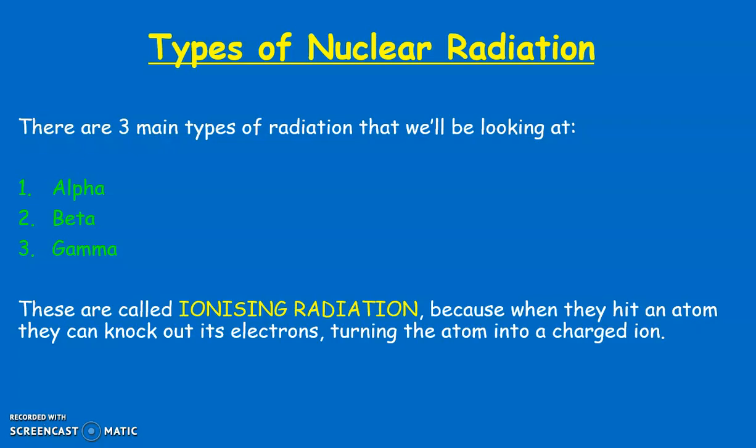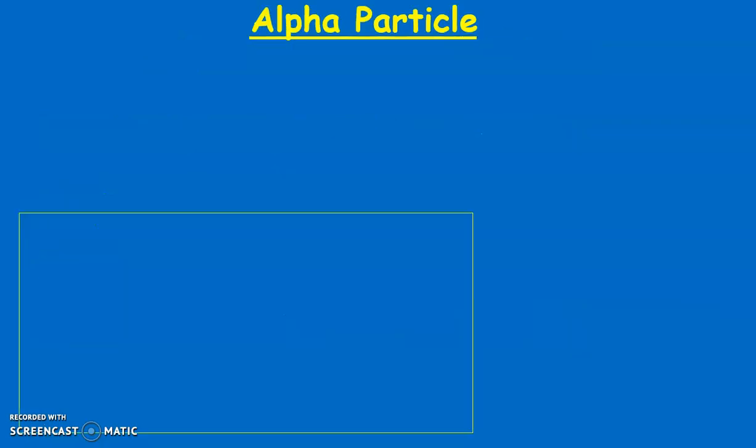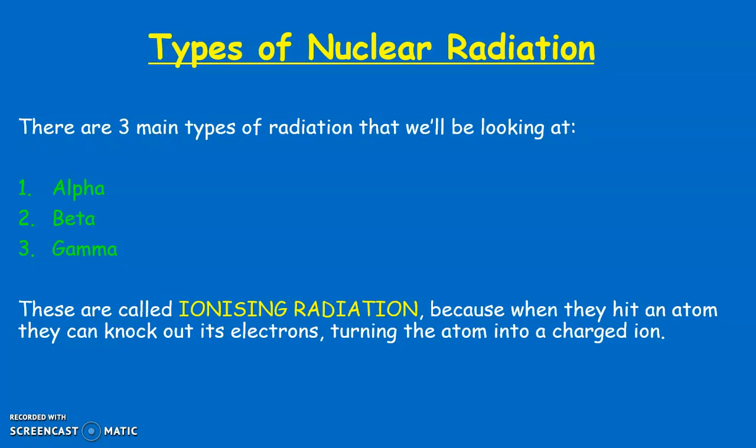These three are called ionizing radiation. And the reason is, when this radiation shoots out of an unstable nucleus and collides with another atom, it can knock out the electrons from the orbit of that atom. We've learned from last lesson, when electrons are lost or gained, the atom turns into a charged ion. That's why it's called ionizing radiation. You might want to pause the video and get this information down.